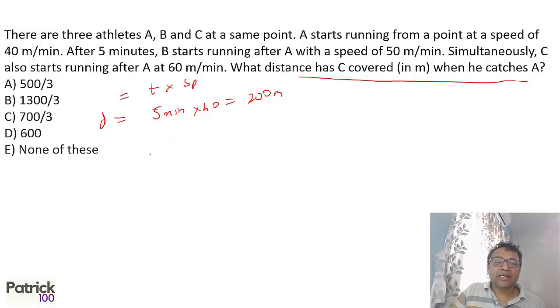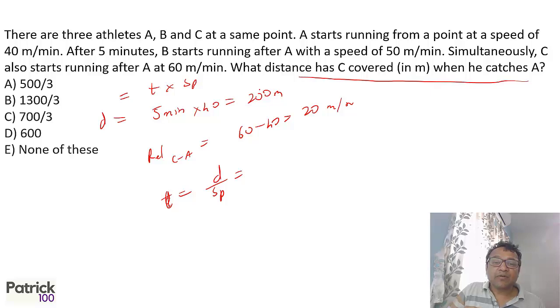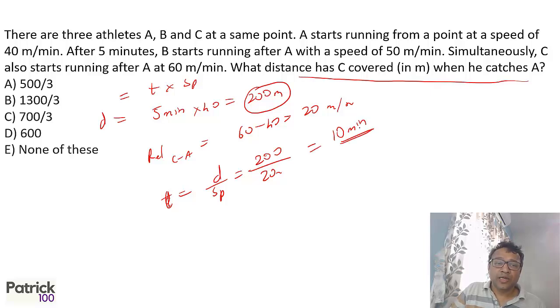Now the relative speed between C and A is nothing but 60 minus 40, which is 20 meters per minute. Time taken is basically distance upon speed. The relative distance between them is 200 meters, and the relative speed is 20 meters per minute, which gives you 10 minutes. So in 10 minutes, how much will C run? C will run 10 minutes into 60 meters per minute, which gives you 600 meters. That is D option.